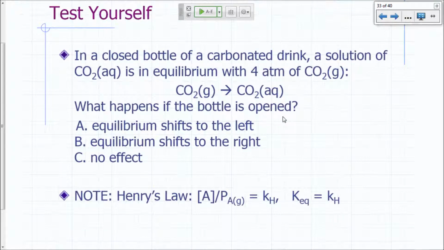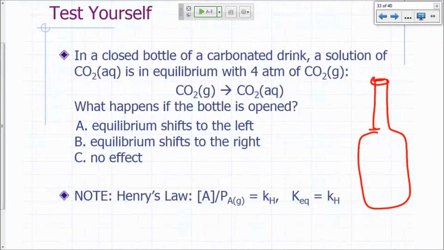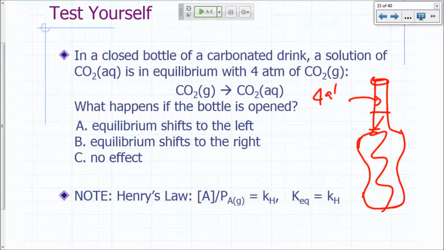Okay, here, a closed bottle of a carbonated drink. So here's your soda, let's make this Coca-Cola. So what's the shape of a Coke bottle? Like that. All right. They don't come in those bottles anymore, huh? All right. So there are 4 atmospheres of CO2 gas here, and you've got CO2 in your soda.